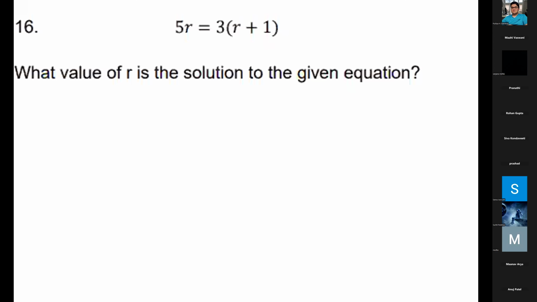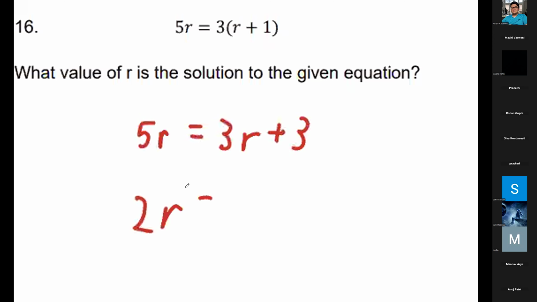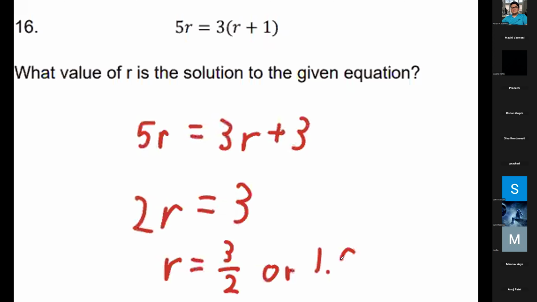Okay, so for question 16, it says what value of r is the solution to a given equation? So we have 5r equals, well, we can just multiply this out. So that's 3r plus 3. Subtract 3r from both sides, and we get 2r equals 3. Divide both sides by 2, and we get r equals 3 over 2, or 1.5.